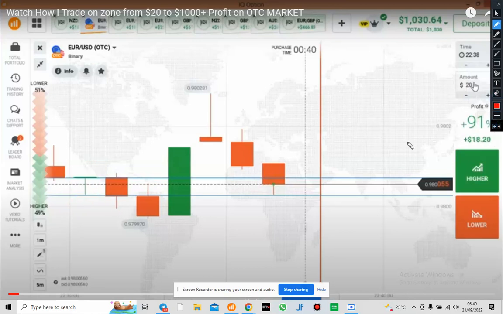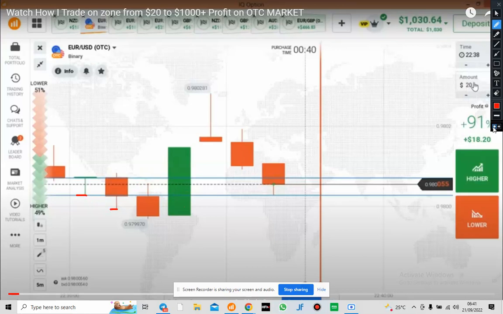Let me explain one thing about it, because here the buyers rejected the sellers. Here also the buyers rejected the sellers, which means buyers are here, buyers are here. The next candle formed red and it also got rejection, which means sellers are here. So if this candle closes inside this zone, we expect sellers entry.